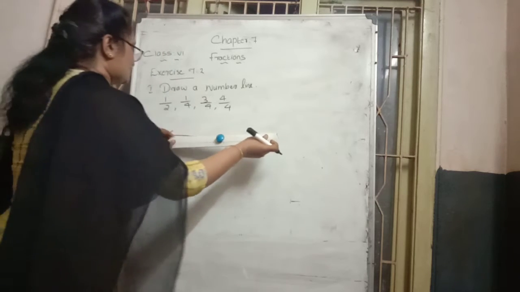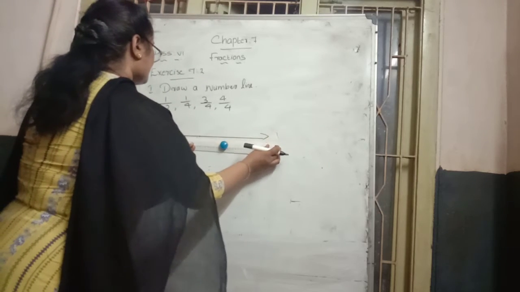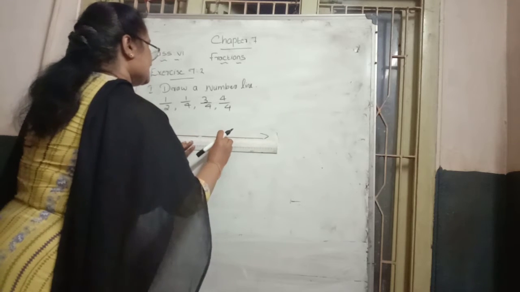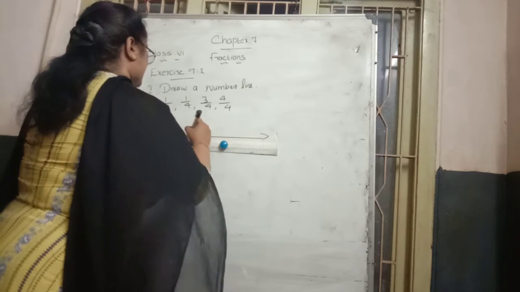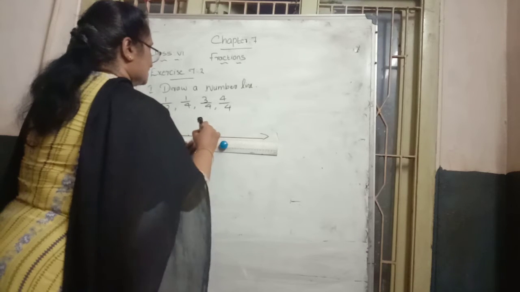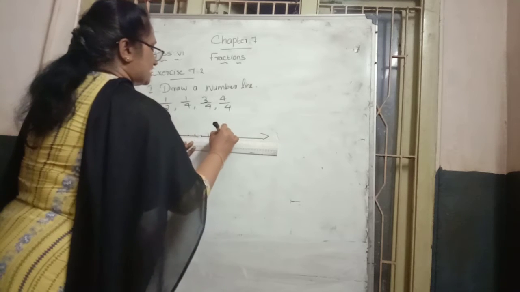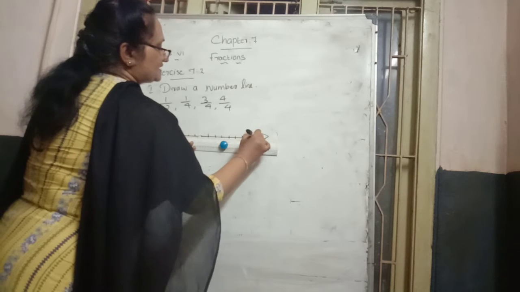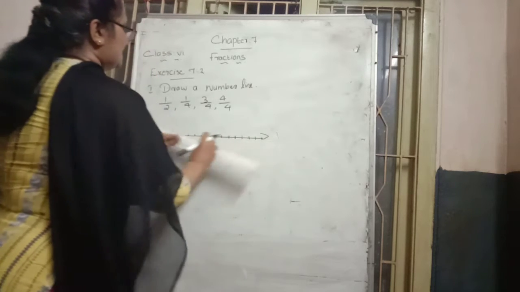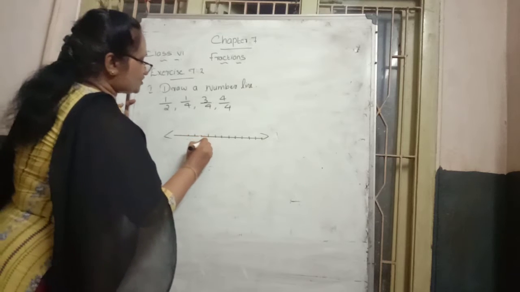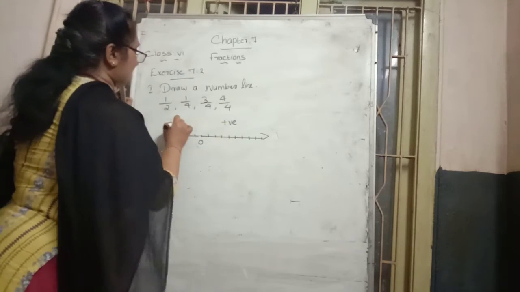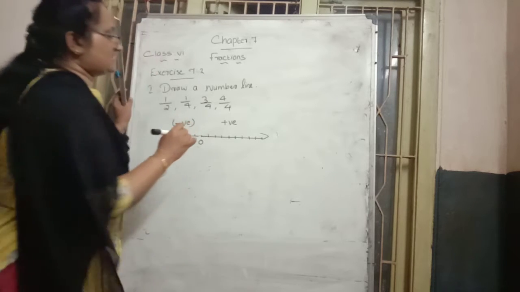Then take 1 centimeter. Each number has the same width, which makes it easy. Each time, take 1 centimeter width using the scale and mark it. Like this way, I mark on 0. The right side of 0 represents positive values, and the left side of 0 represents negative values.